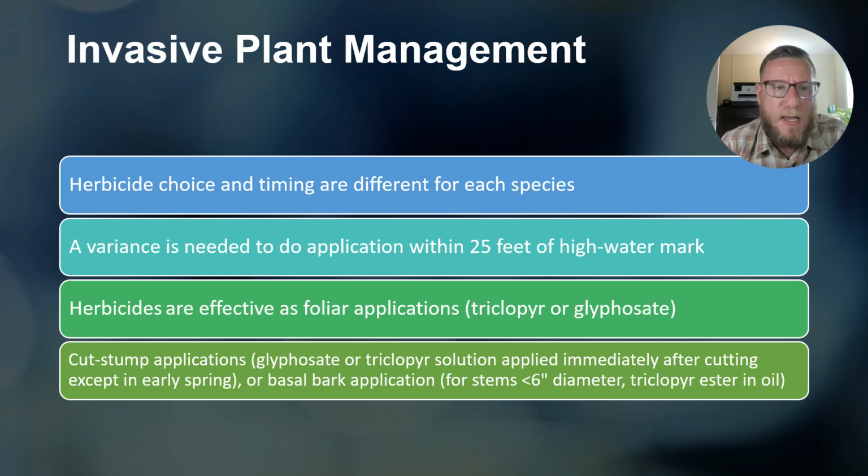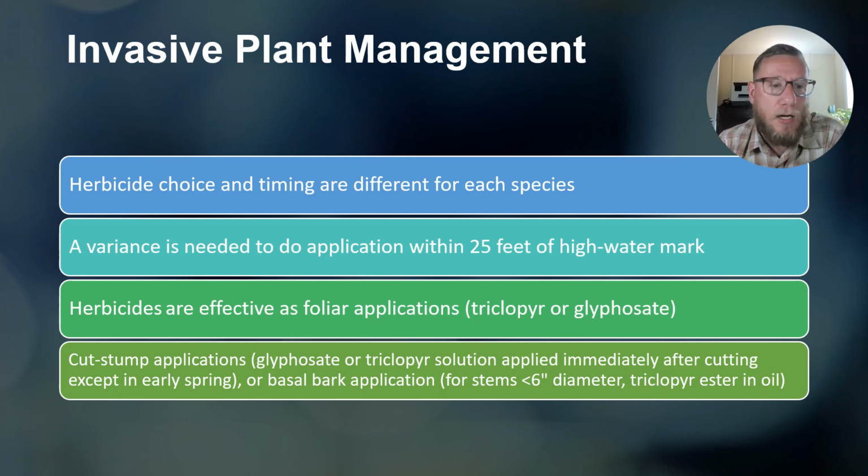And there's a couple different methods you can use. Herbicides are very effective as foliar applications. With invasive plant management, we often use triclopyr or glyphosate. Now, these are systemic herbicides where the plant takes it from its surface, whether it's its leaf surface or our bark surface, and really moves it into the plant systemically and translocates those chemicals down to its roots, which is very effective for killing a lot of our perennial plants that we want to be killed.